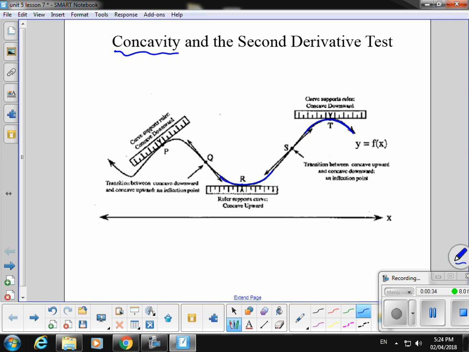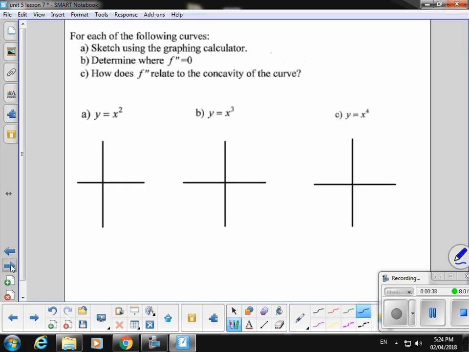upwards at that point. We're going to look at three very familiar functions. We're going to look at x squared, x cubed, and x to the fourth. So we have a rough sketch of x squared, our quadratic.